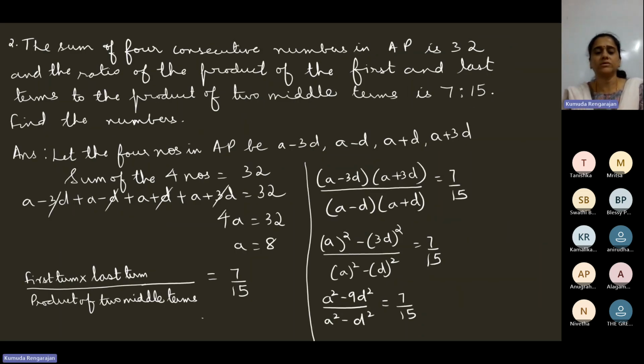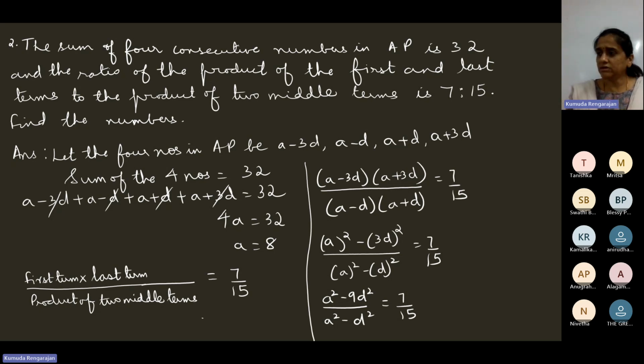Yeah, okay. So what was it? The sum of four consecutive numbers in AP. So how do we take four numbers in AP? A minus 3D, A minus D, A plus D, and A plus 3D. And their sum is 32. So when you do that, you're able to find the value of A. Then the other condition is given.